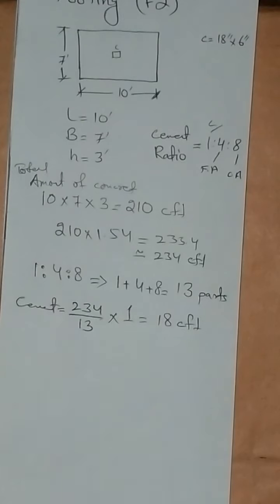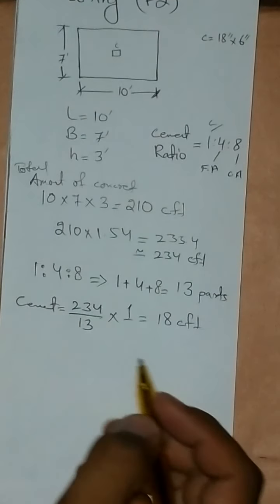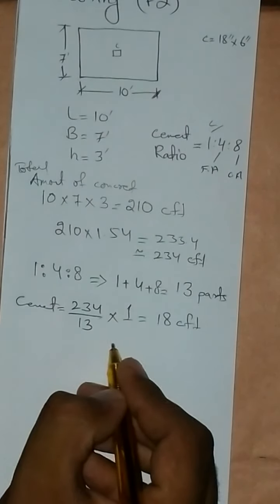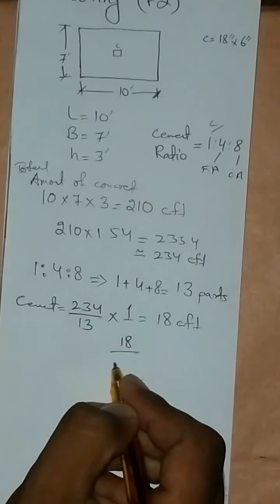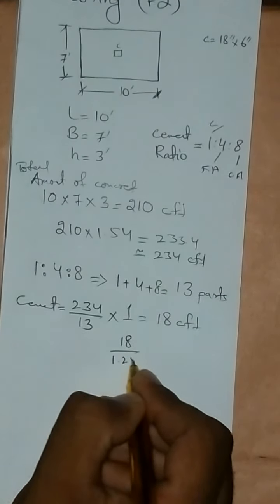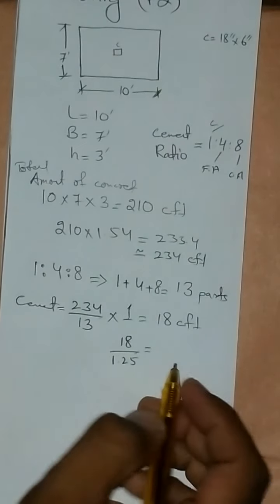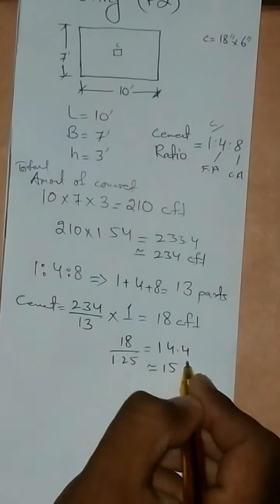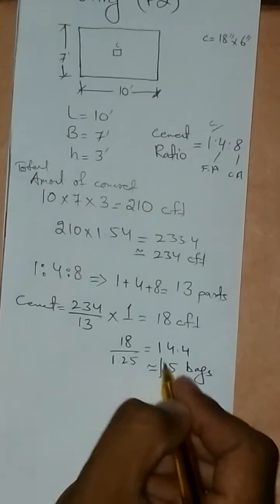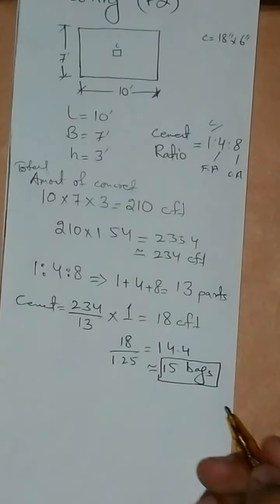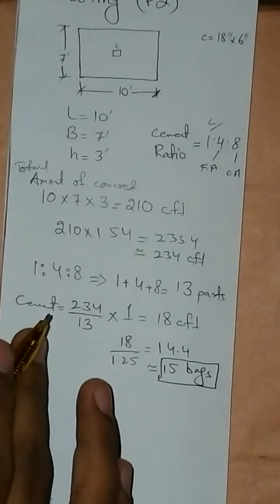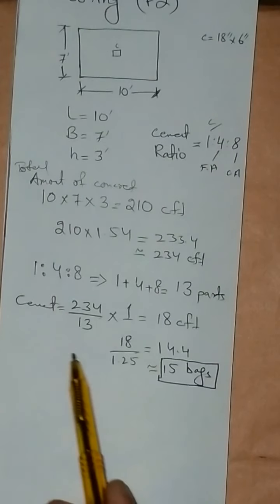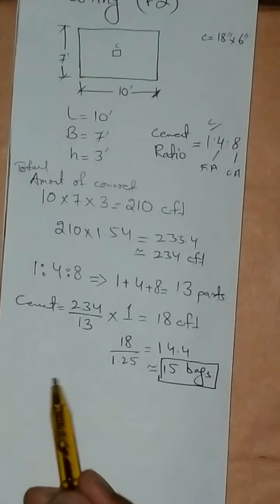Now for cement, in the market we have cement bags, not cement in CFT. For calculating the bags, we know that the volume of one bag of cement is 1.25 CFT. So it will be 14.4, say 15 bags. Okay, we have calculated cement for this footing. To fill this footing with concrete of ratio 1:4:8, we require 15 bags of cement.